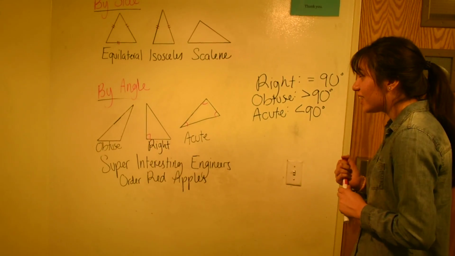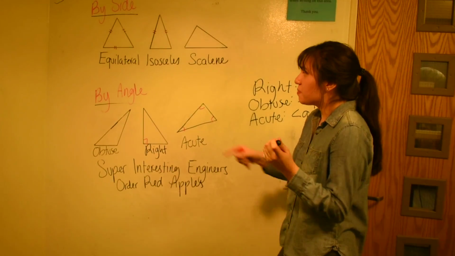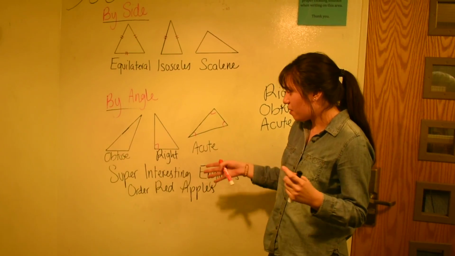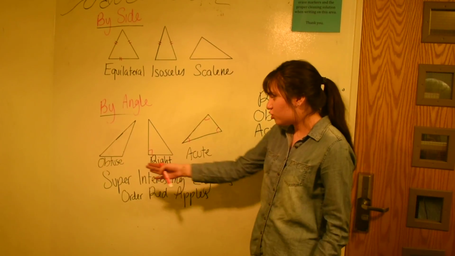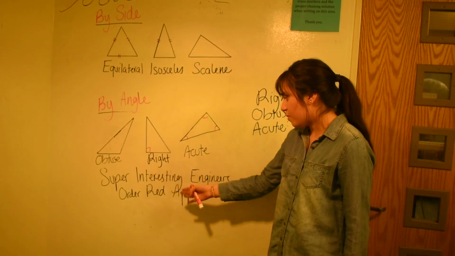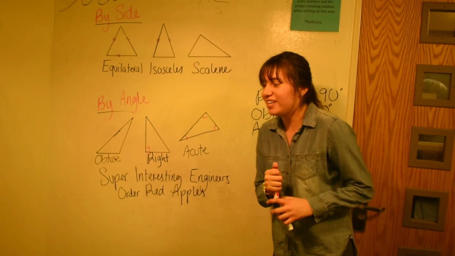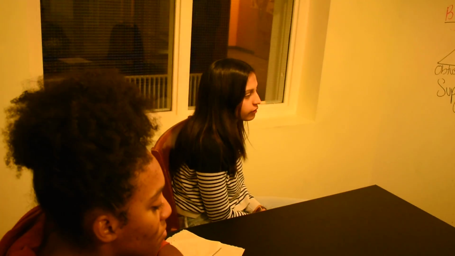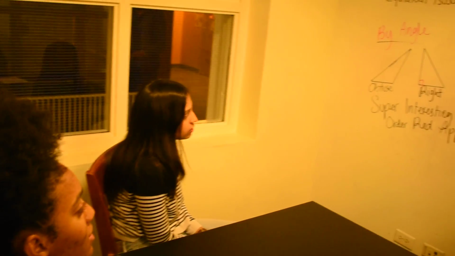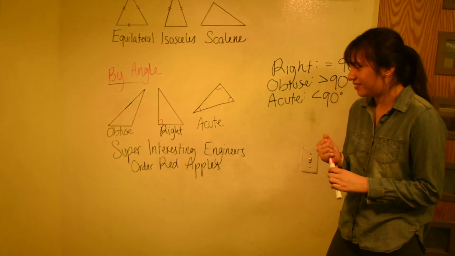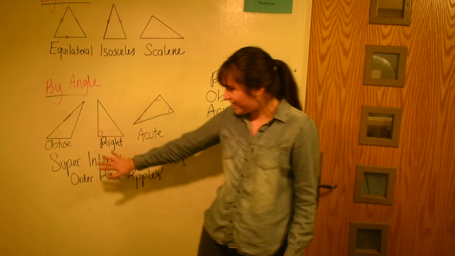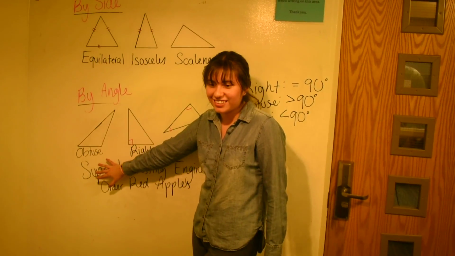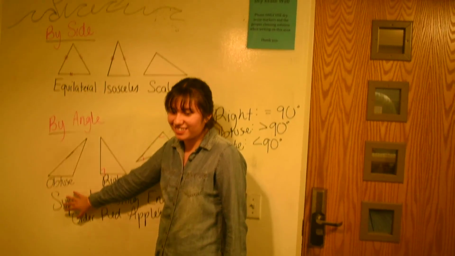Okay, does anyone have any other questions about the angles or the sides of a triangle? No? Okay, so to help you guys remember the different kinds of triangles, I made up a saying. Super interesting engineers order red apples. Can you guys repeat that? Super interesting engineers order red apples.